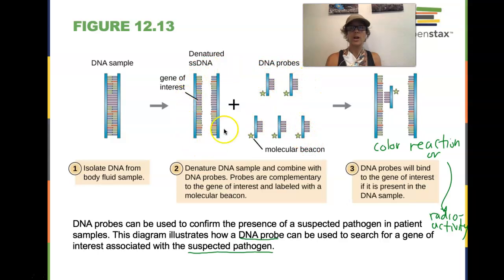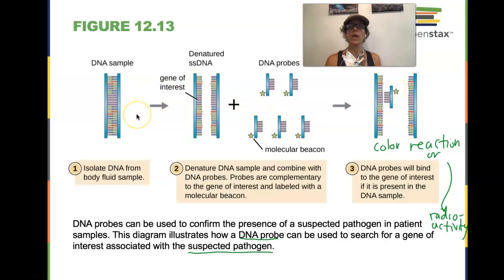So if we mix our isolated patient DNA that is single-stranded with these labeled probes that are single-stranded, these two might stick back to each other. These two might just stay in solution. But we will get some where the probe hybridizes or sticks to our gene of interest. And then we can find that with a color reaction, usually fluorescence. Sometimes we can use radioactivity, so we can detect if the sample contains a radioactive tag, whatever the tag is we put on our probe.